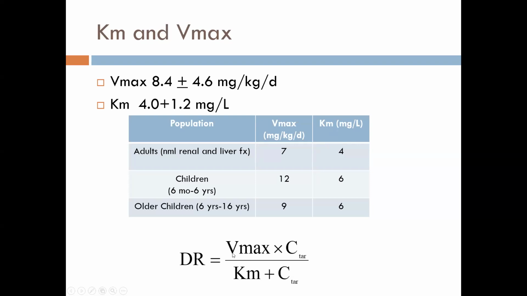Is it going to be perfect? No, but it'll be better than nothing. So you can do that, and then you figure out the patient's Vmax. Then you put in their Vmax, their Km, and whatever target concentration we're shooting for, and solve for a new dose rate.